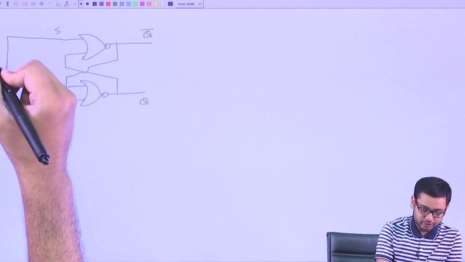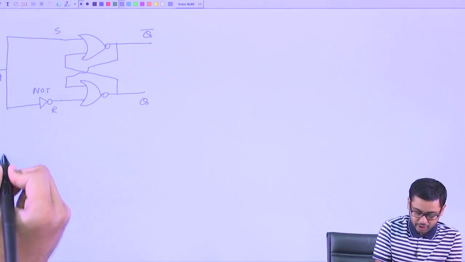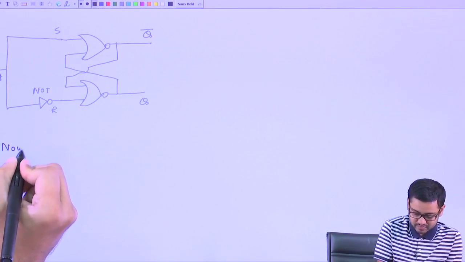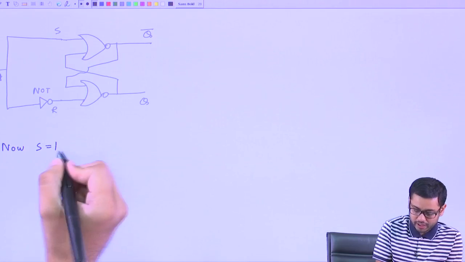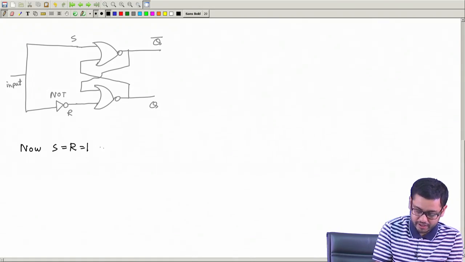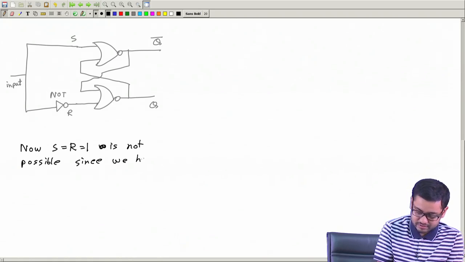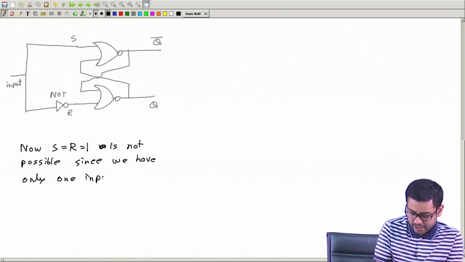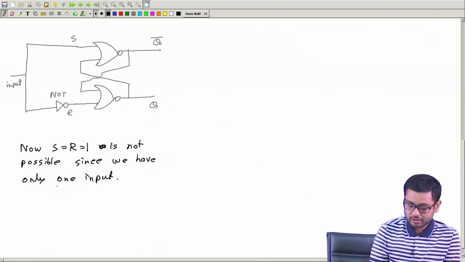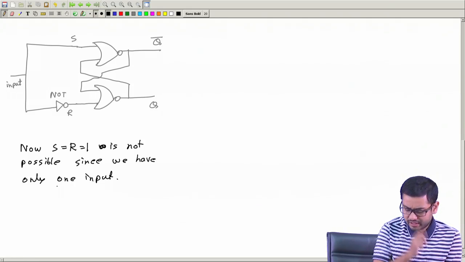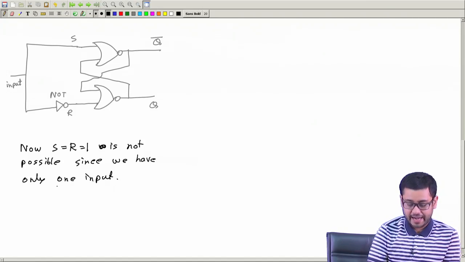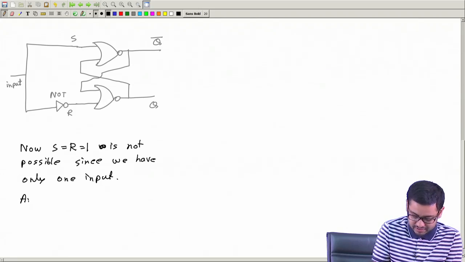Okay. So, therefore, now S equal to R equal to 1 is not possible, since we have only one input connected in this way. Okay. So, that risk is gone. But now, there is another problem. What is that another problem?